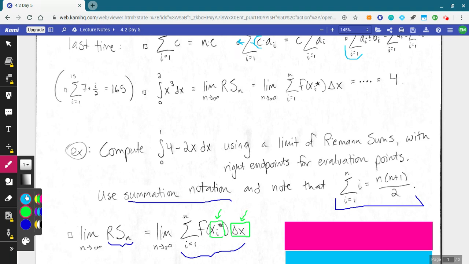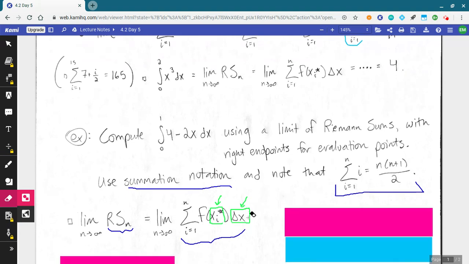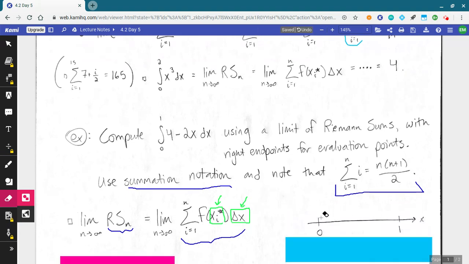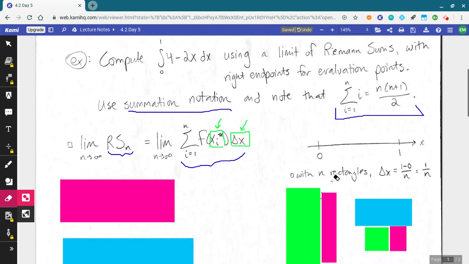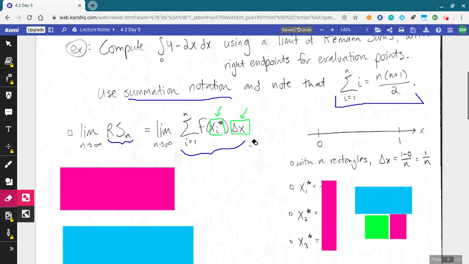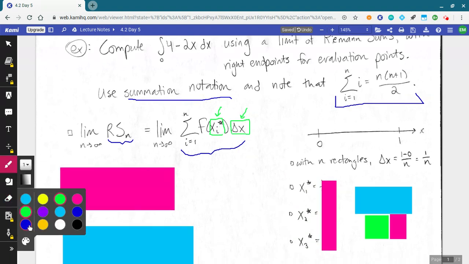All right. Well, to start here, let's draw our little number line of the interval that we're looking at. Think about delta x. We have our formula. So with n rectangles, our width is b minus a over n. So for us, that boils down to 1 over n. Next, we want to figure out our evaluation points, which for us are our right endpoints. And if our first rectangle has width 1 over n, then its right endpoint is going to be smack dab at 1 over n.